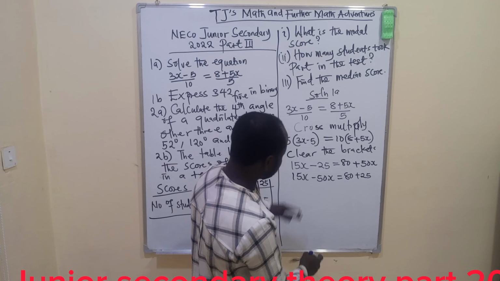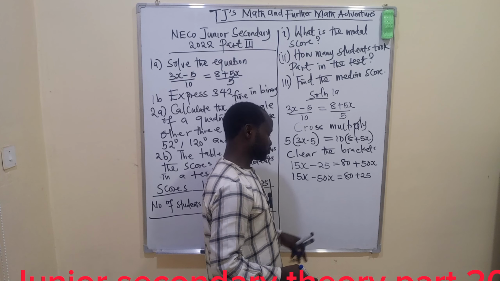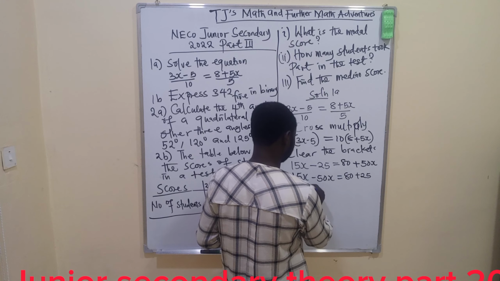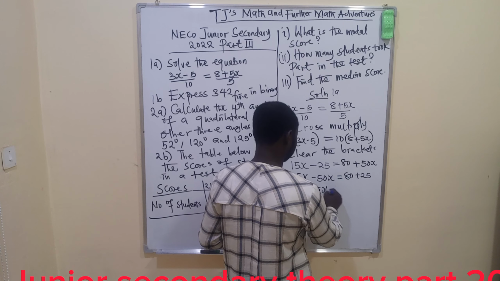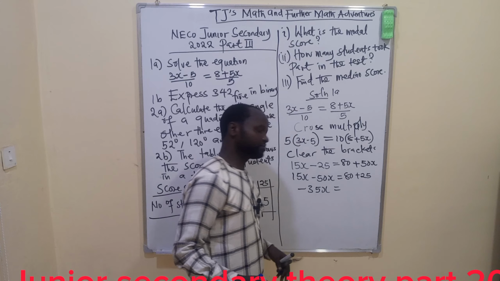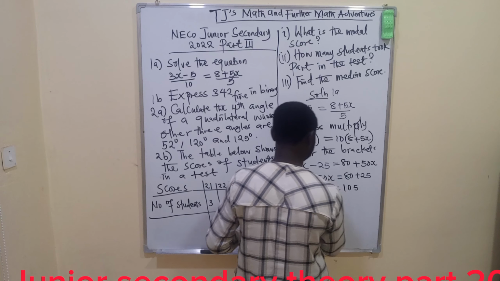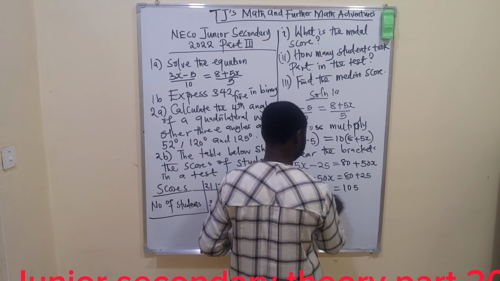15x minus 50x will be minus 35x. That will be equal to 80 plus 25, which is 105. So we divide both sides by minus 35.